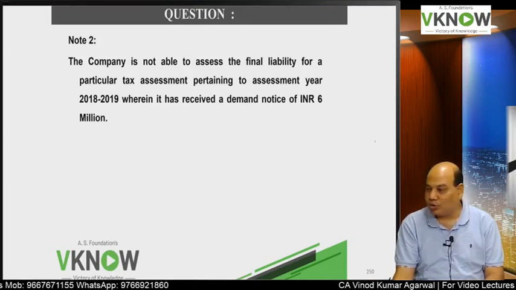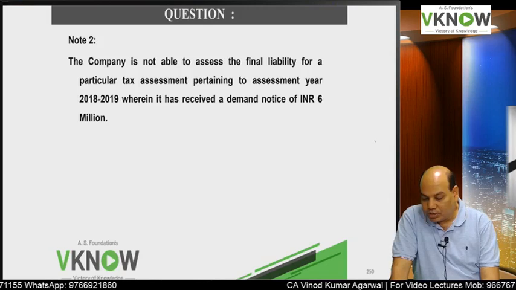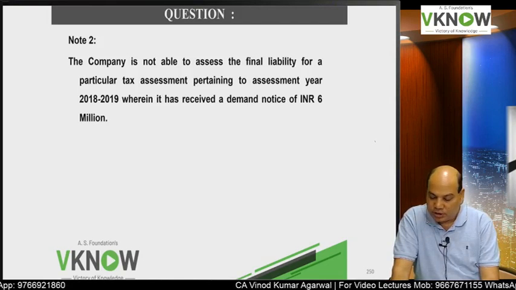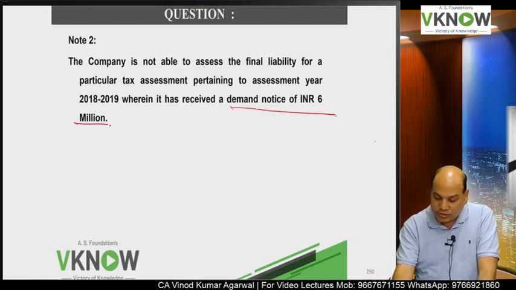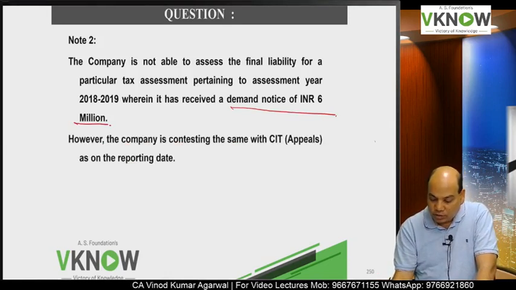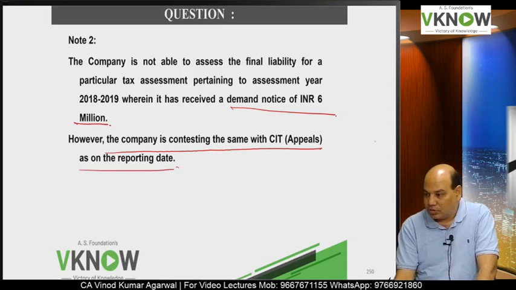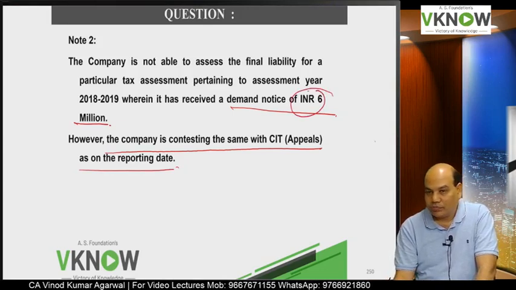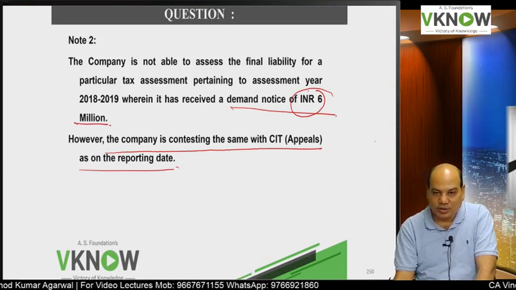Note number 2, again I am going to ask. So contingent was not the right answer for the first note. The company is not liable to assess the final liability for a particular tax assessment pertaining to assessment year 18-19, where it has received a demand notice of rupees 6 million. However, the company is contesting the same with the CIT appeal as on the reporting date. So here there is a case against the company. The demand notice says pay 6 million. The company is contesting with the CIT appeal.